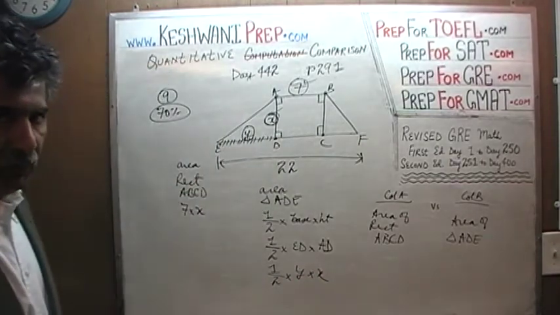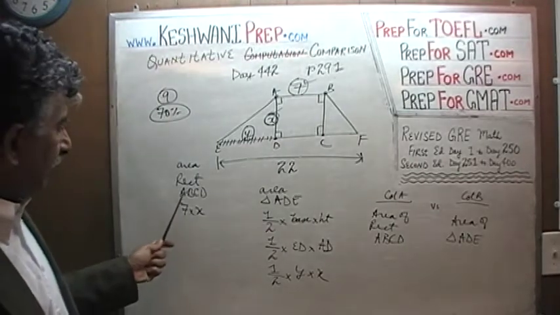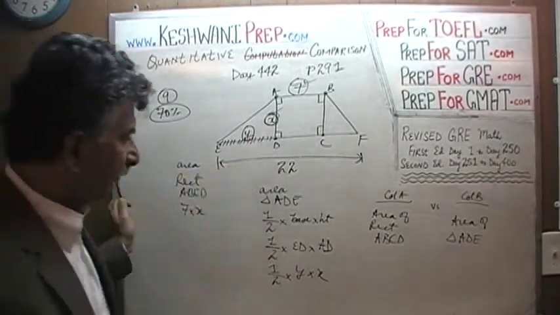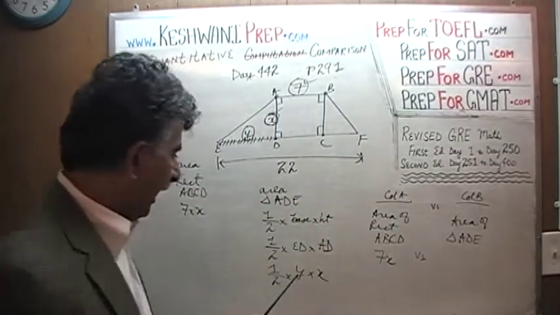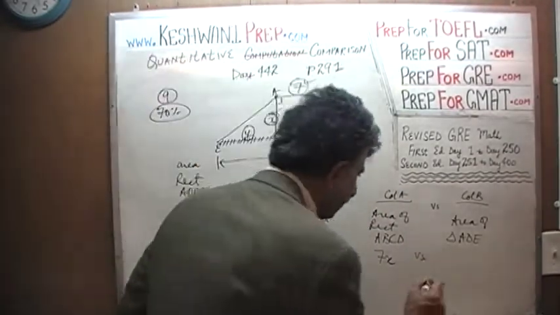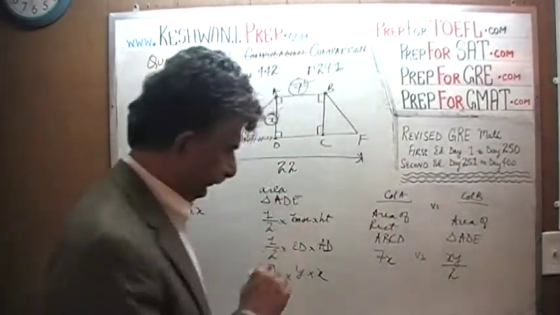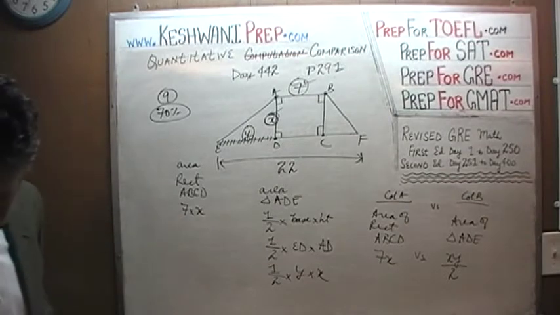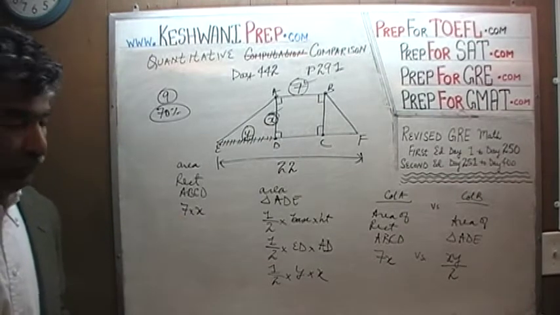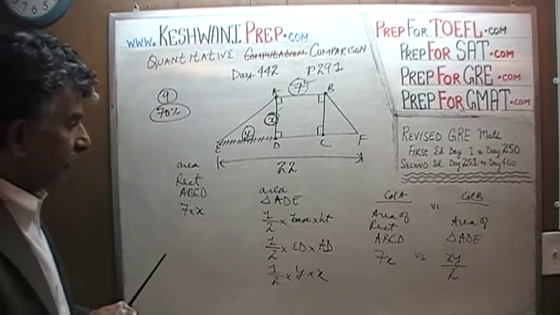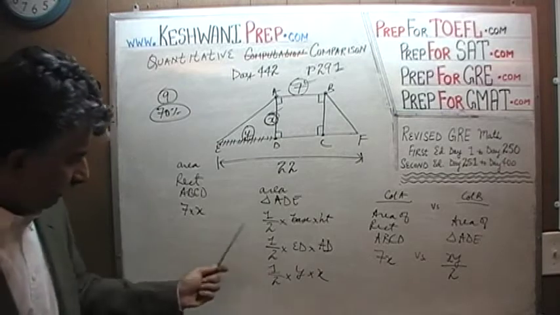Essentially, we're being asked to compare the area of the rectangle, 7 times X, 7X, versus half of the product of X and Y. That's what we're being asked to compare. The question is, what can we do here? Let's do it on the top. We don't need the picture anymore. Or perhaps we do need the picture. I'm going to erase this part. We already have the thing here.